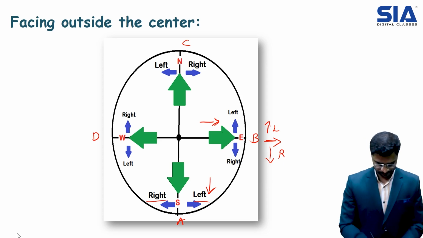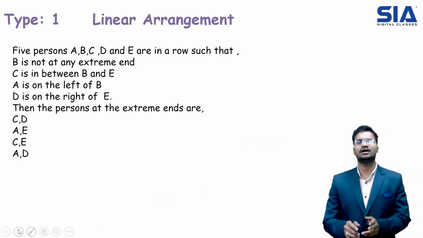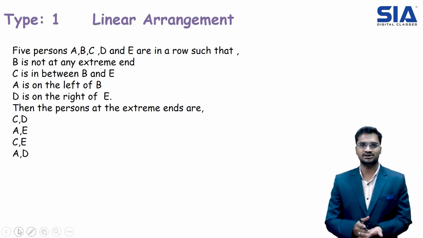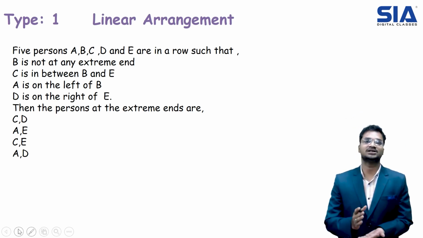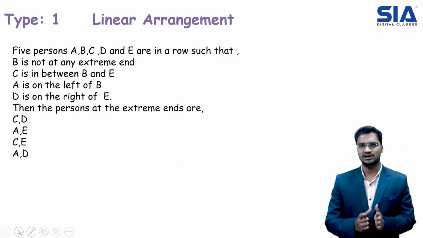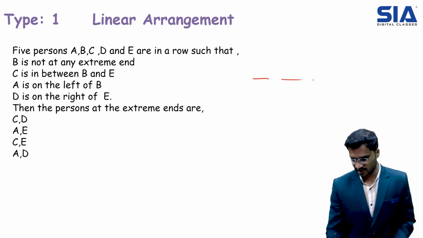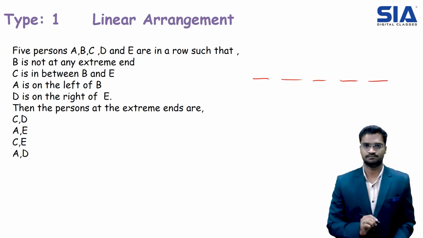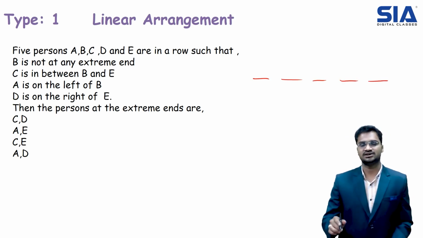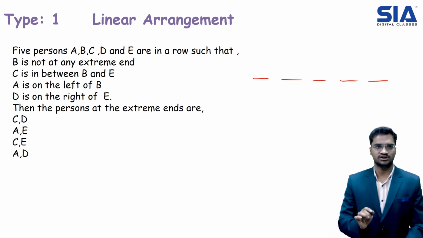Now, basically there are 2 types of seating arrangements asked in our questions. They are linear arrangement and circular arrangement. What is the linear arrangement? Linear arrangement is nothing but they are sitting in a row or bench like this. In circular arrangement, they are sitting at a circular table. So let us solve this question.